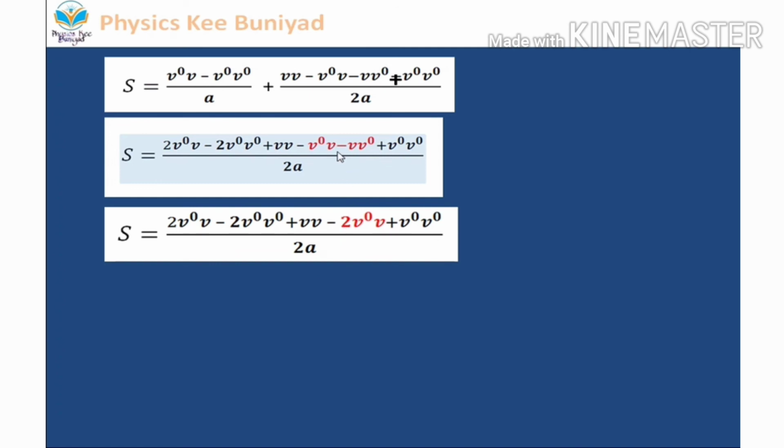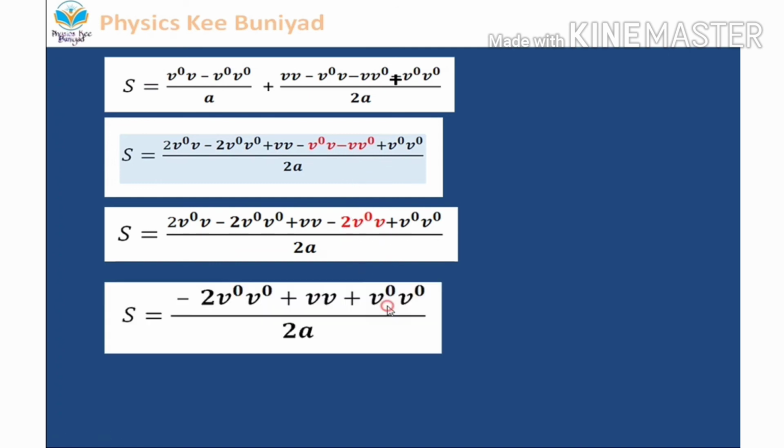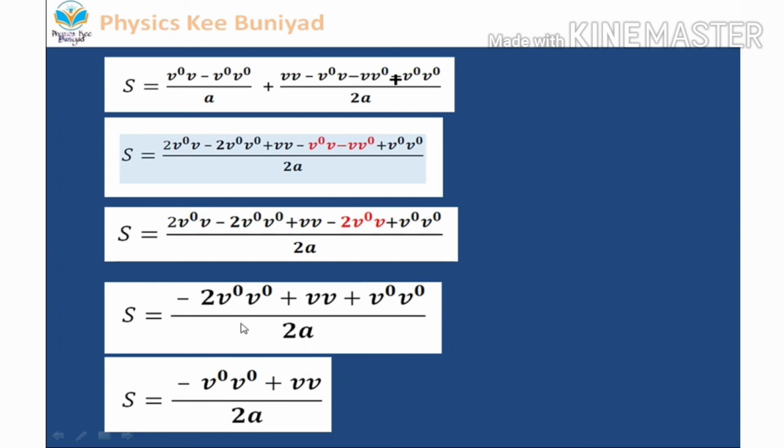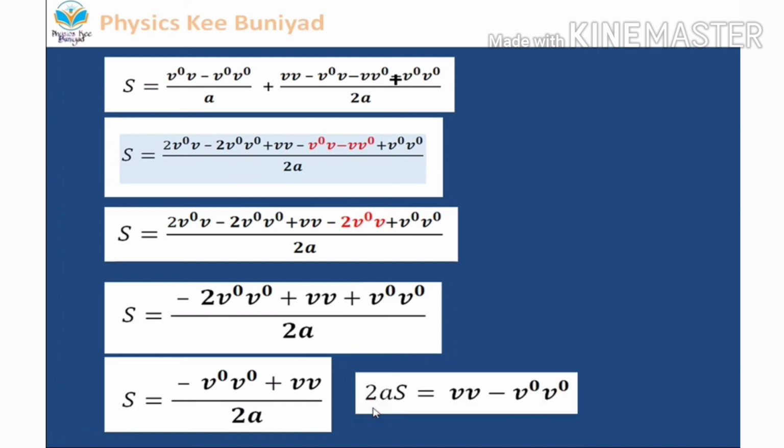And the remaining, look at this, I add these two terms into one term. So again, if I cancel out these two terms, the remaining will be minus 2 v0 into v0 plus v into v plus v0 into v0. So once you get this, from this you can get a more simplified equation. Here it is minus 2 v0 v0, here plus v0 v0. So if you cancel out, then you will get (minus v0 into v0 plus v into v) divided by 2a. If I take the 2a to this side, then that 2a will multiply with s. So 2a into s equal to v into v minus v0 into v0.